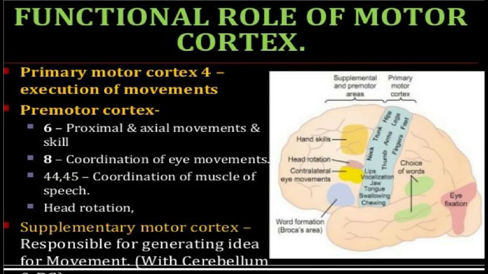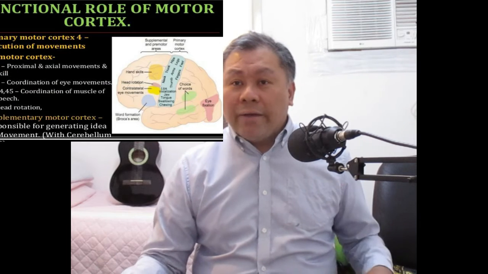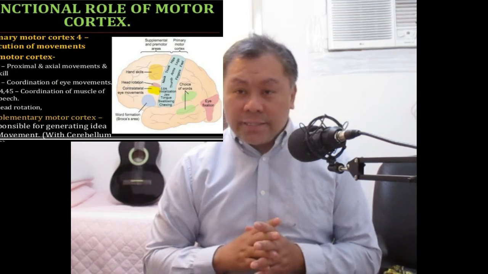The 44, 45 number, coordination of muscle, of speed. So the speed of the muscle movement. Now if you are going to rotate your head left and right, now we have the head rotation. The premotor cortex is the one in charge for that one. Premotor cortex within the cerebral cortex. Okay? So, we have the supplementary motor cortex.